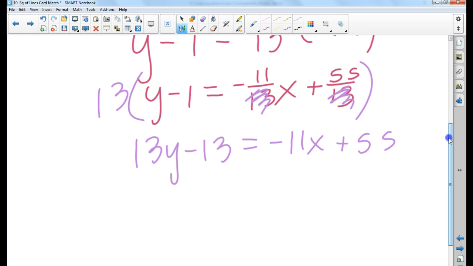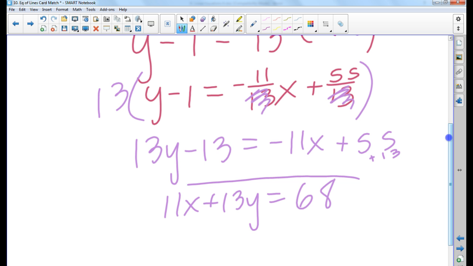The good news is when we move the x over, it's going to be what we want it to be. It's going to be positive, right? Add 11x to both sides. 11x. That 13y was already there. At the same time, I'm going to add 13 to both sides. 55 plus 13. And we are all done. We are not disobeying any rules. Is that okay? Do you know where you're wrong?